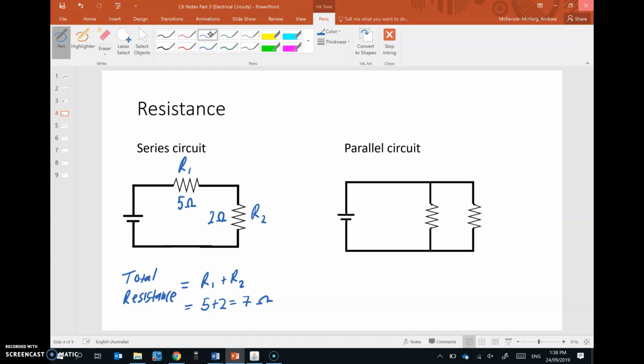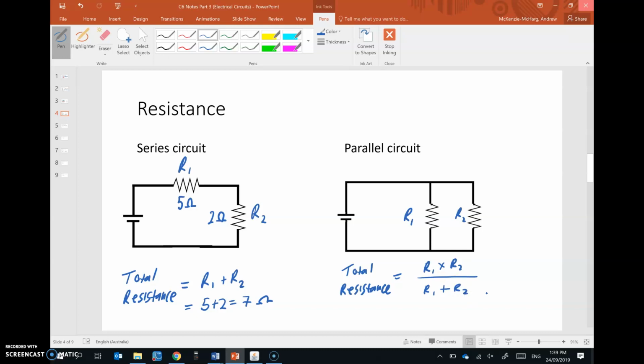So, with a parallel circuit, if we have two resistors, R1 and R2, the total resistance is calculated using this. We take R1 and multiply it by R2 and divide that by R1 plus R2.